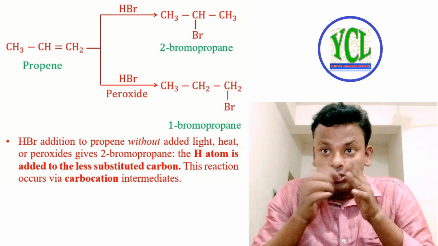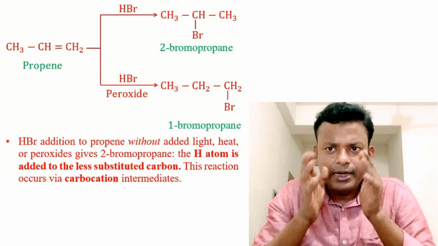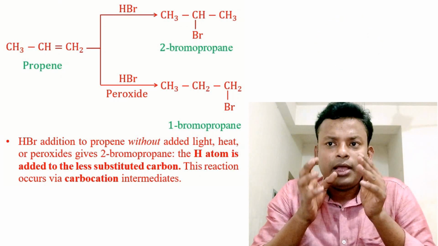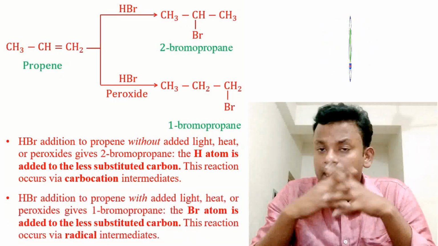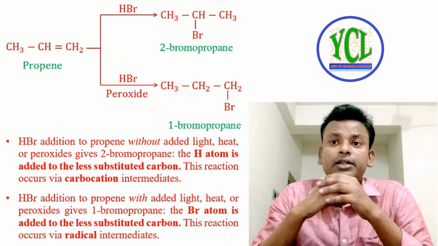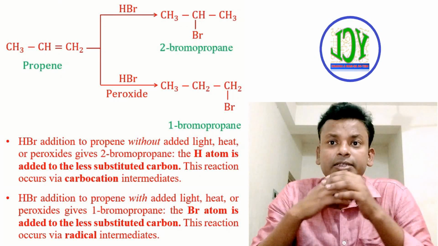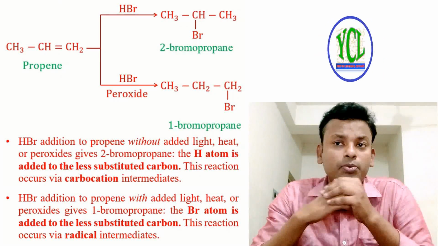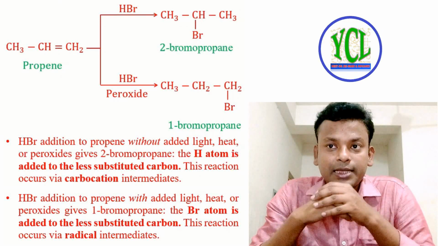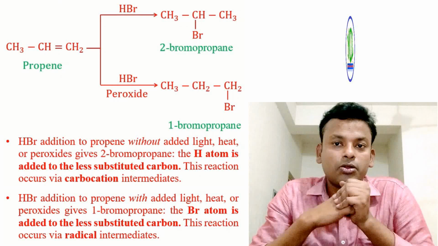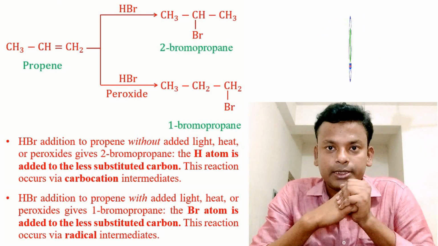The hydrogen atom is added to the less substituted carbon, and this reaction occurs via a carbocation intermediate. And HBr addition to propene with added light, heat or peroxide gives 1-bromopropane. The Br atom is added to the less substituted carbon. This reaction occurs via a free radical intermediate.